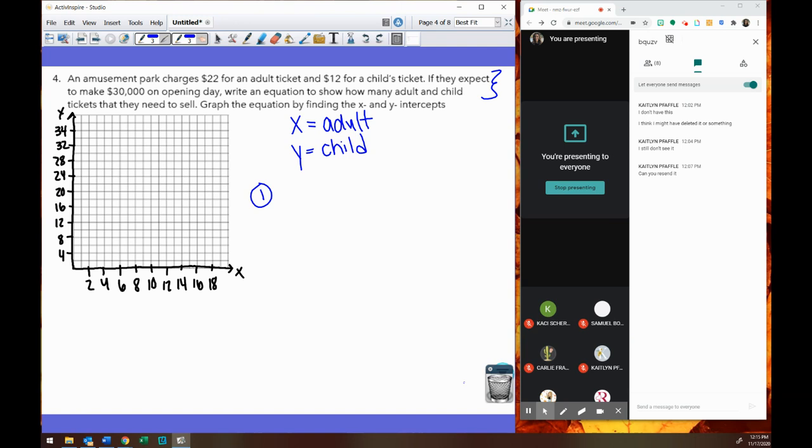So to help you with your equation, you have a total on one side equaling the information about your adult tickets and your information about the child tickets. So once you get your equation, you don't have to worry about solving anything. Just draw in your x and y axis. Then we're going to go through how to graph it using an x-intercept and a y-intercept.